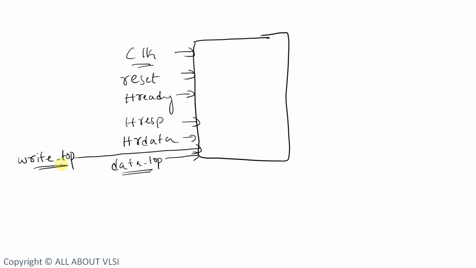Okay, and these are the input signals which are associated, and one more is beat length. This is also an input to our master itself, that is beat length. This is also given by our user. If the user wants to perform a burst operation, he is going to mention the number of beats, like 4, 8, 16. Using this signal, he tells the beat length he wants to perform.